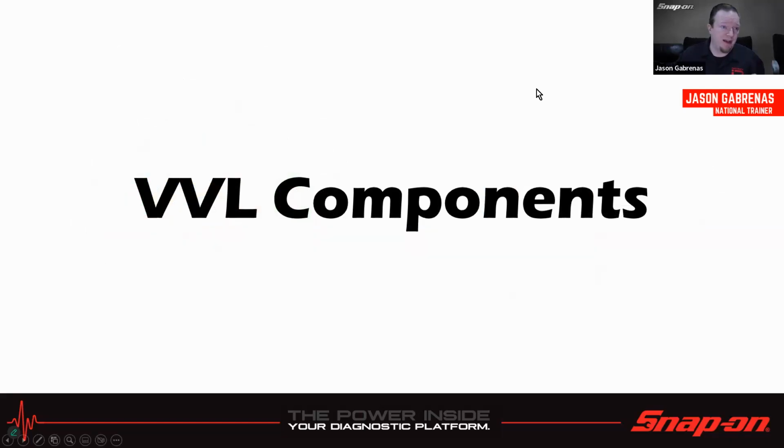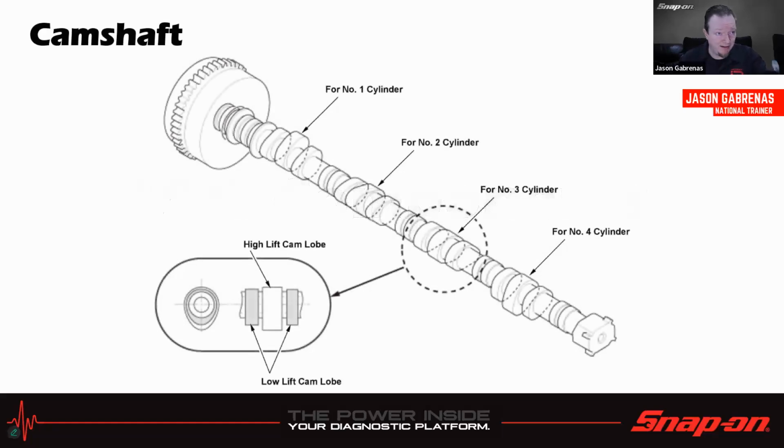So variable valve lift now. Quite a few manufacturers use this now. Honda was probably the most famous. They did this way back in the 90s with their VTEC system, which is variable valve timing and lift electronic control. So what that does is it uses a special cam, which, like I said, other manufacturers do as well. It's going to have a low side and high side cam, right?